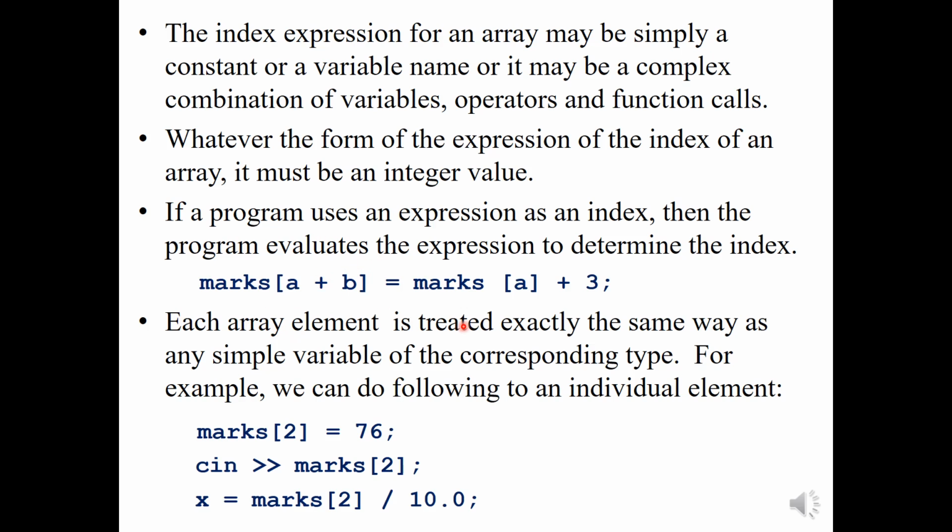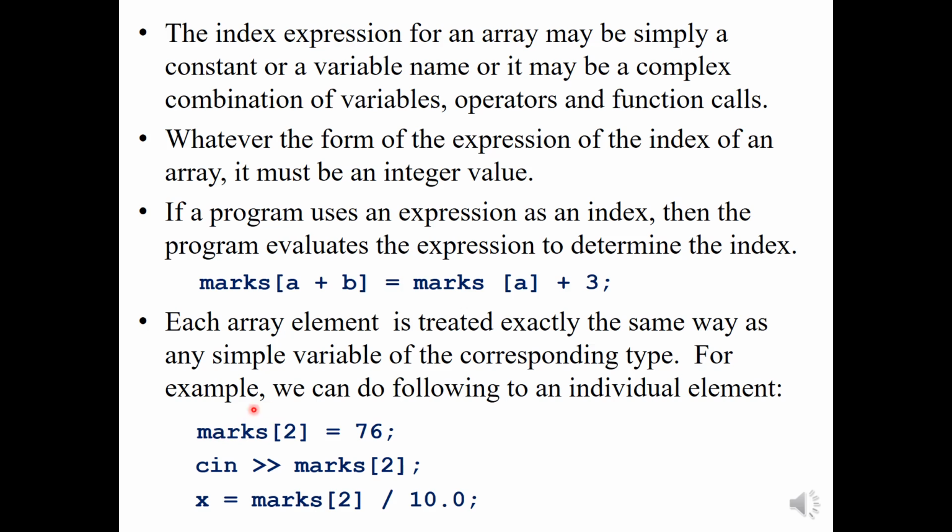So each array element is treated exactly as an individual variable. Let's say you all guys are variables, and then a collection of these variables is a group of students, so that is a collection of that, but individually you are a variable. So exactly the same way as any simple variable of the corresponding type. If you have an int array, then each element of this array will be of integer type. So you can do all those arithmetic operations on individual elements always.